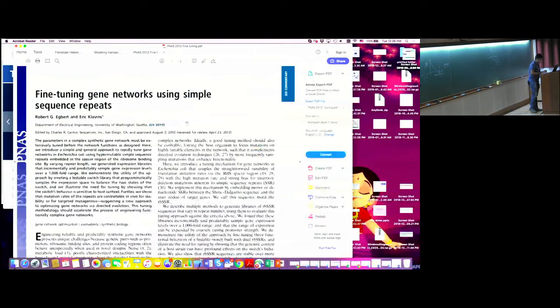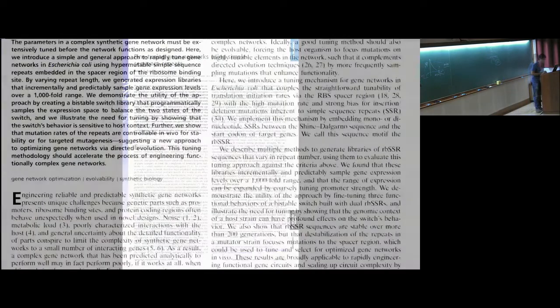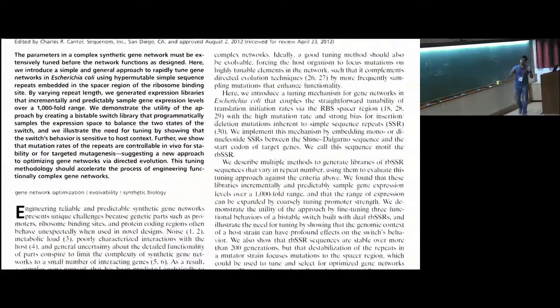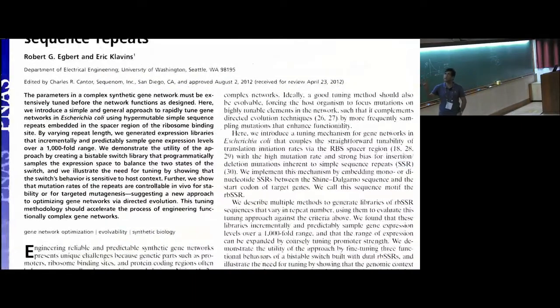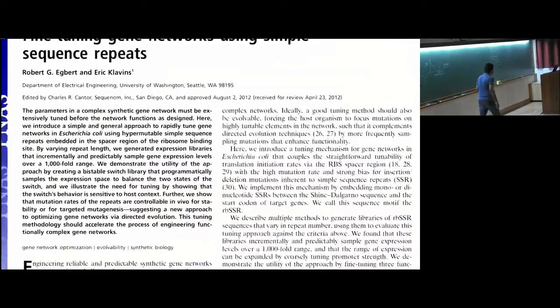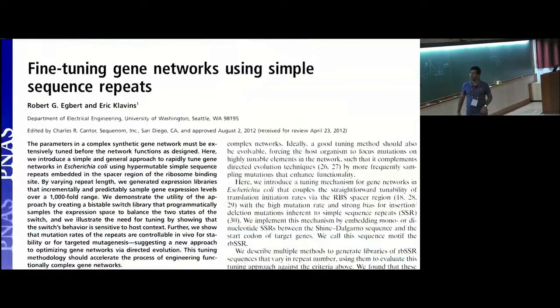This is taking it to the other extreme, which is understanding these simple sequence repeats well enough to construct synthetic circuits based on them and then control the behavior of this function. I'll just zoom this in. Here, the goal was completely different: if we can construct synthetic circuits based on what we understand about these simple sequence repeats, can we develop targeted mutagenesis, that is, optimize the behavior of a given gene network via what they call a directed evolution process?